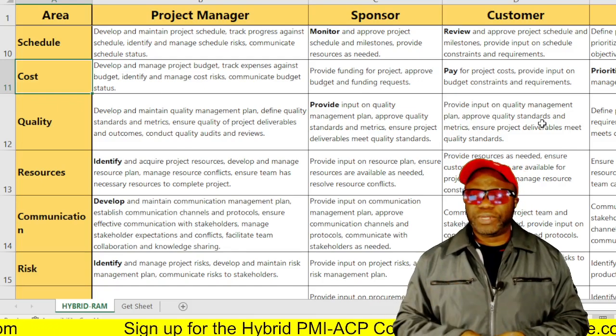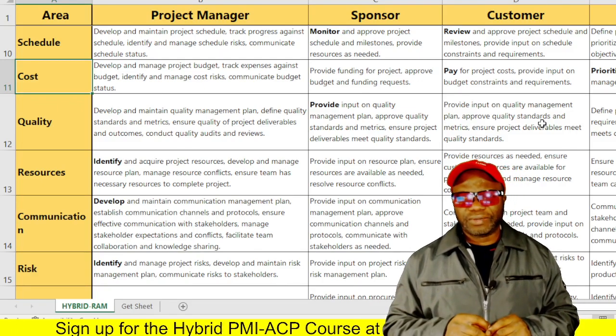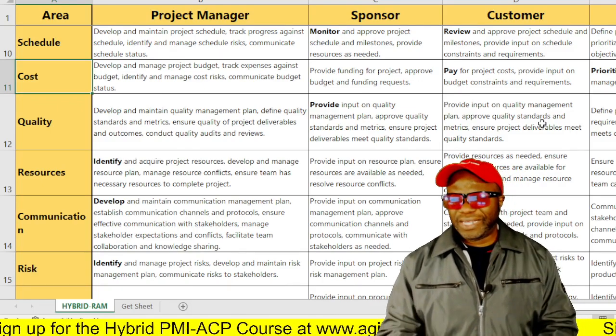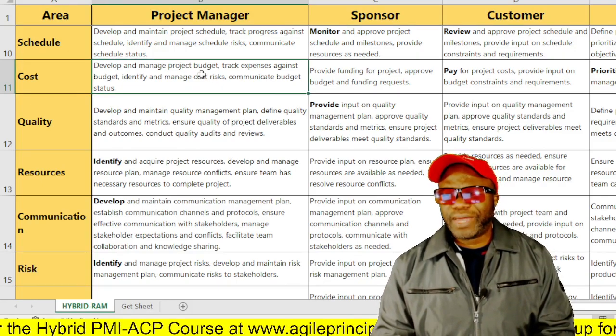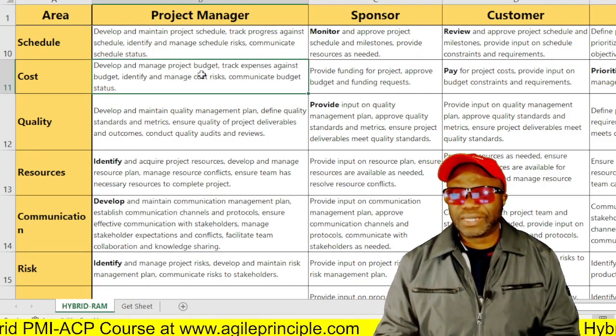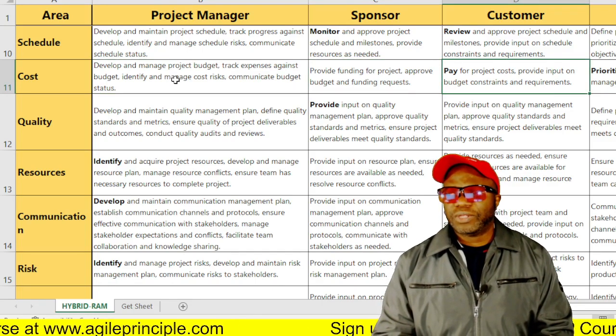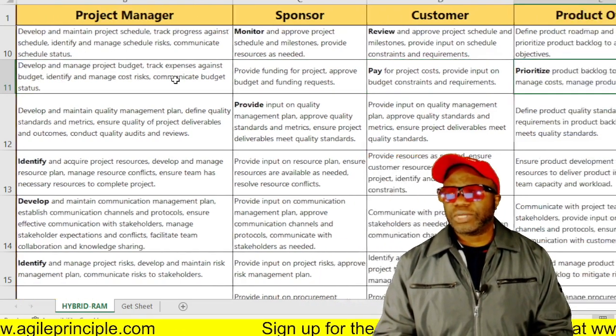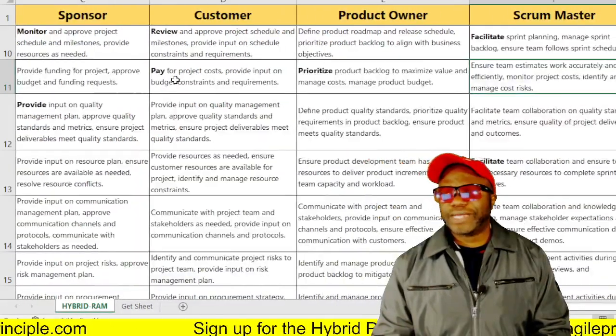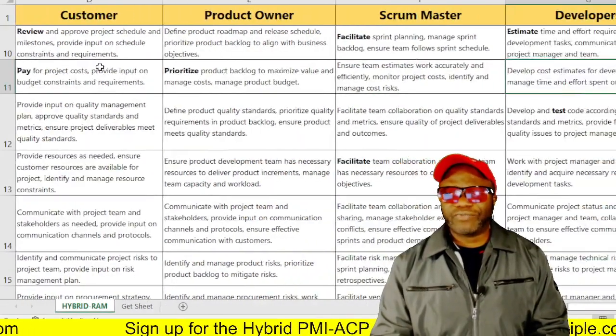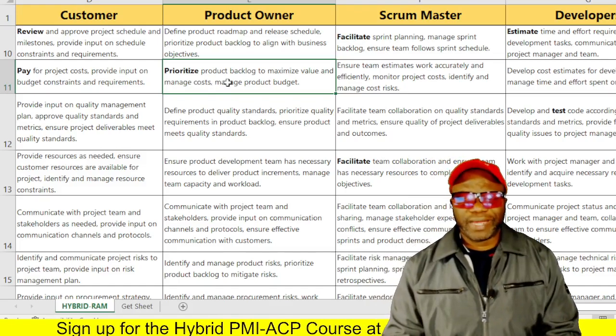So just take it with a pinch of salt and tailor it to meet your specific needs. All right, develop and manage project budget, track expenses against the budget. That's project manager. The sponsor provides funding. The customer pays for the project cost. The product owner prioritizes the product backlog to maximize value and manage cost and manage project budget.